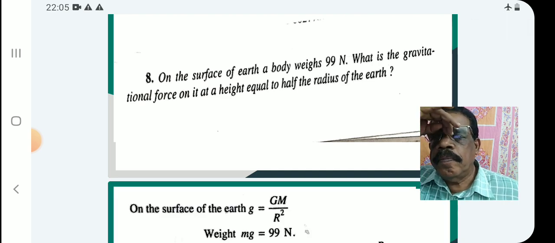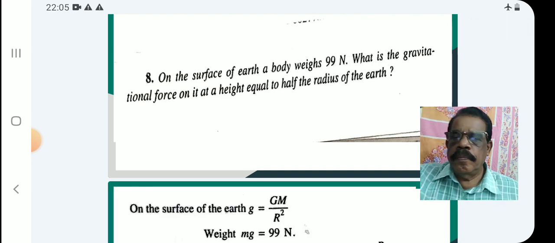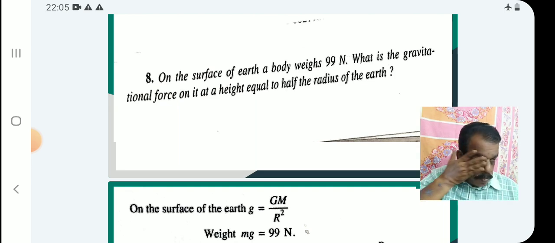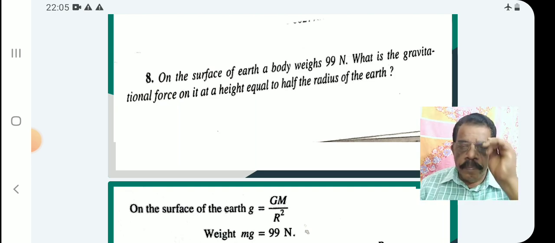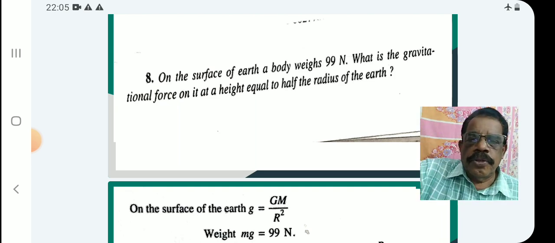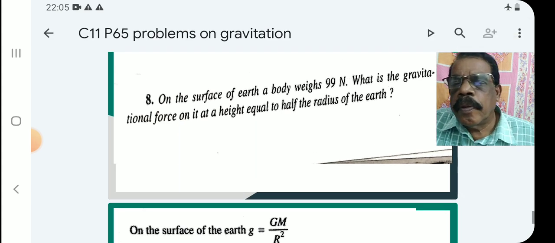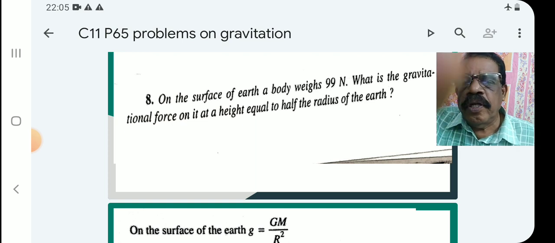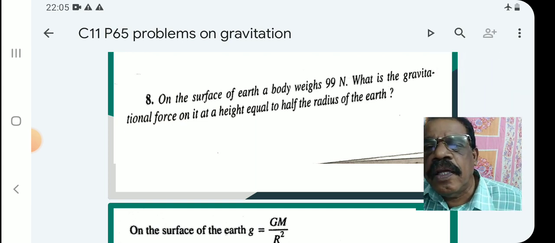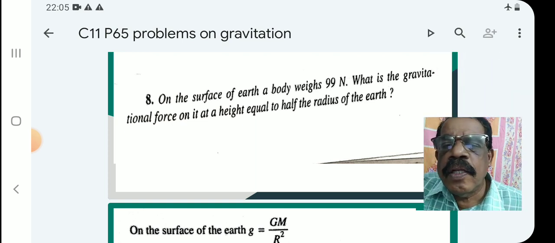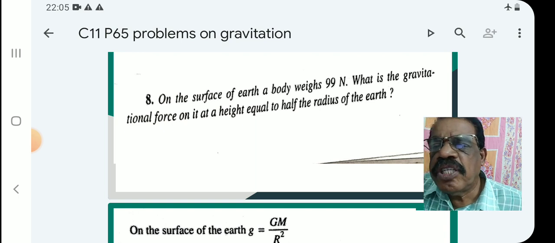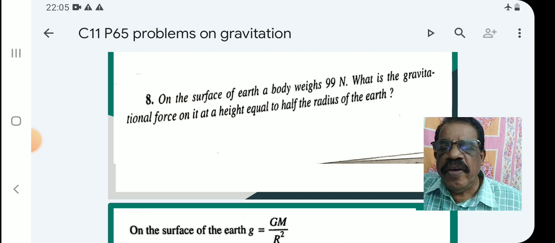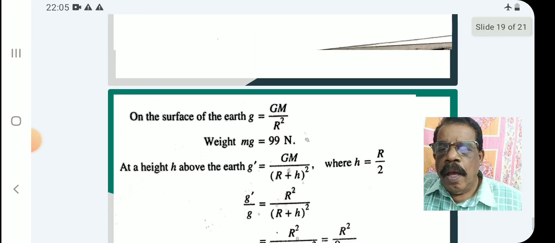Next problem. On the surface of Earth, a body weighs 99 Newton. What is the gravitational force on it at a height equal to the radius of Earth?